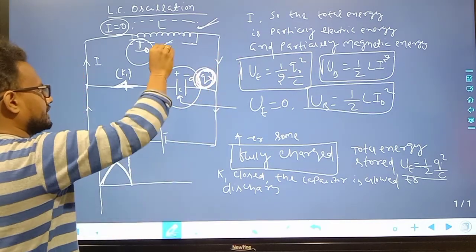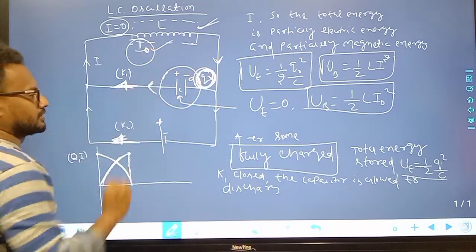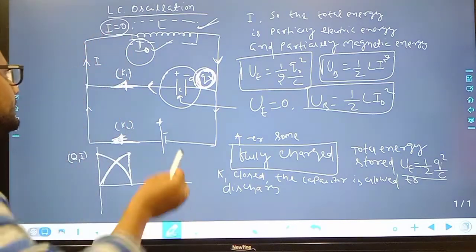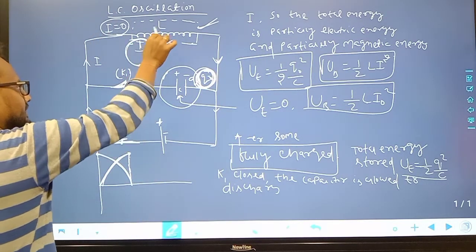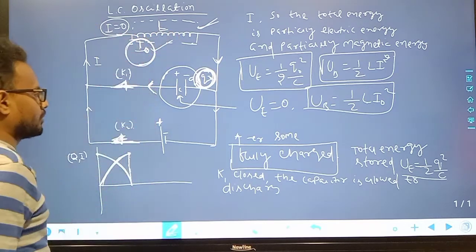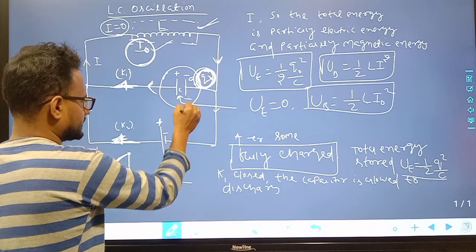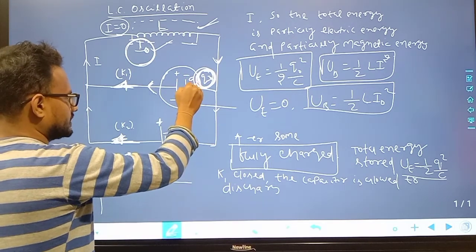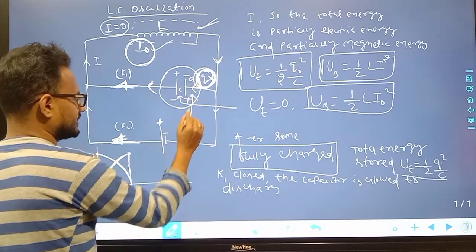But when the current is maximum, the current flows through the inductor, and the inductor opposes the current. We have already discussed this in Lenz's law. The current is opposed by the inductance L, so the polarity of the capacitor reverses. So this is plus and this is minus. Then it is also in the charging condition.